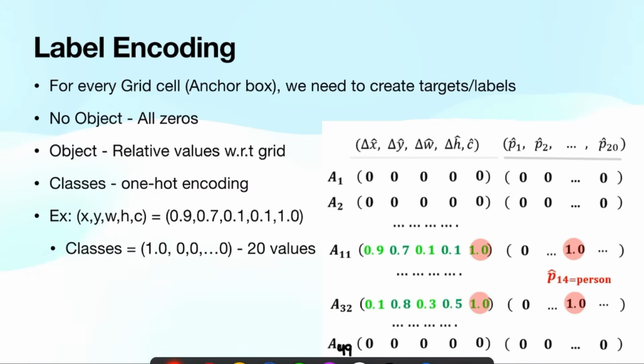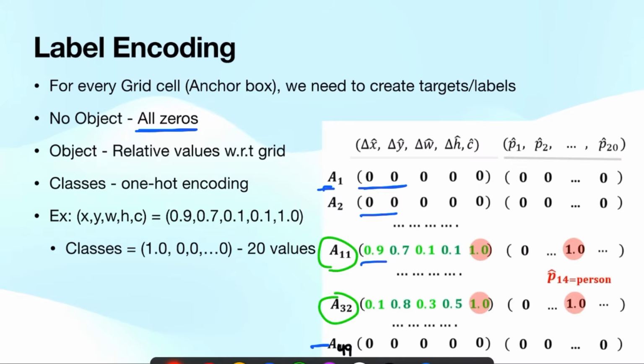So what happens in that case? In that case, the targets will be all zeros. These are A1 to A49, okay, 7 by 7 gives 49 grid cells. For each grid cell, these are the target vectors. I am assuming only A11 and A32 have objects. All the remaining grid cells don't have any object, so all these grid cells have zeros. Only A11 and A32 have some values, because if you have an object in that cell, then you will have the box coordinates, 4 values, followed by the confidence score.